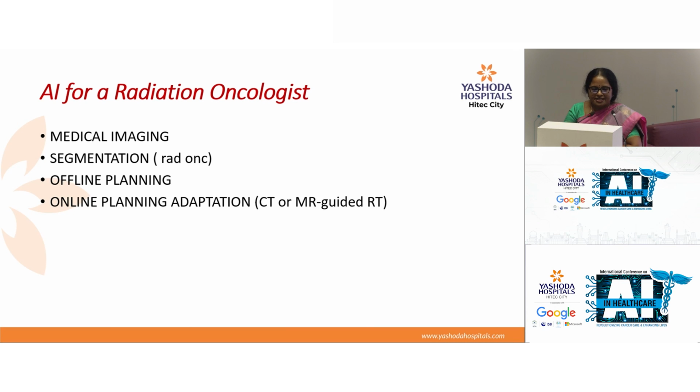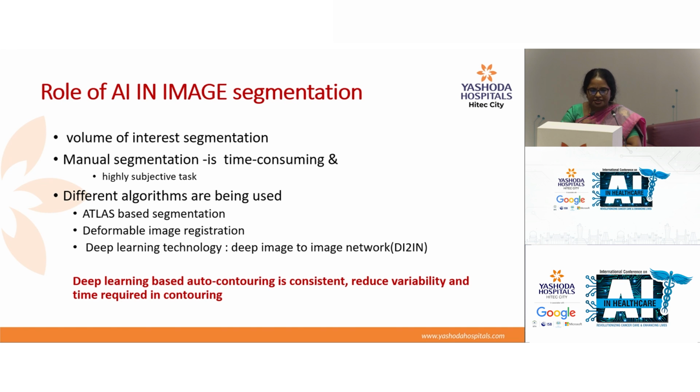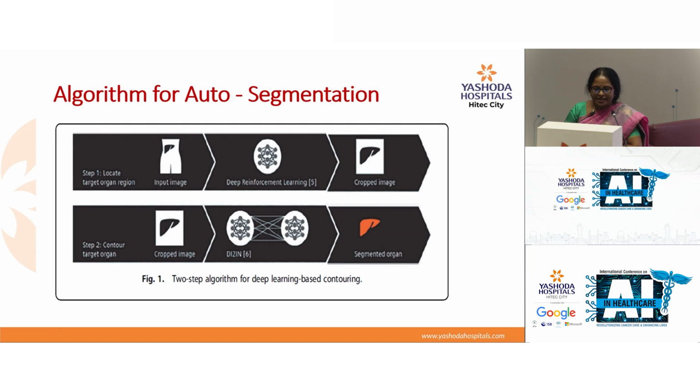So as I said, segmentation is the most important part for a radiation oncologist, and I'll show you how it helps. Offline planning or online planning is something which our physics department will be doing. I'll not be concentrating more on that. So we have already spent a day in the morning learning about what is deep learning and what is machine learning. Let me show you how it works for us.